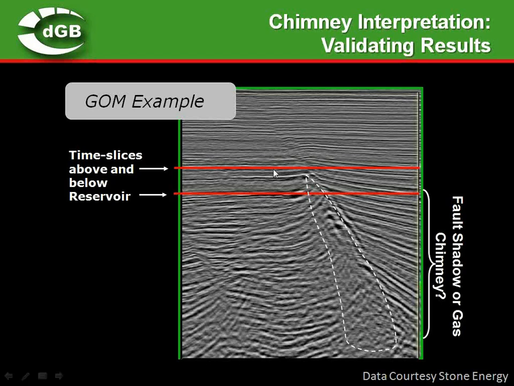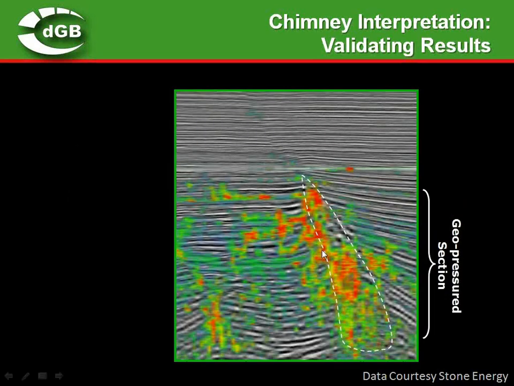So what we're going to do is a time slice, in this case above the objective reservoir and below the objective reservoir, to look at the morphology of the chimneys. The thing we look at when we see the chimney processing results on a normal seismic line is, yes, we see higher probability chimneys in this zone, but we really don't know whether these chimneys are reliable.